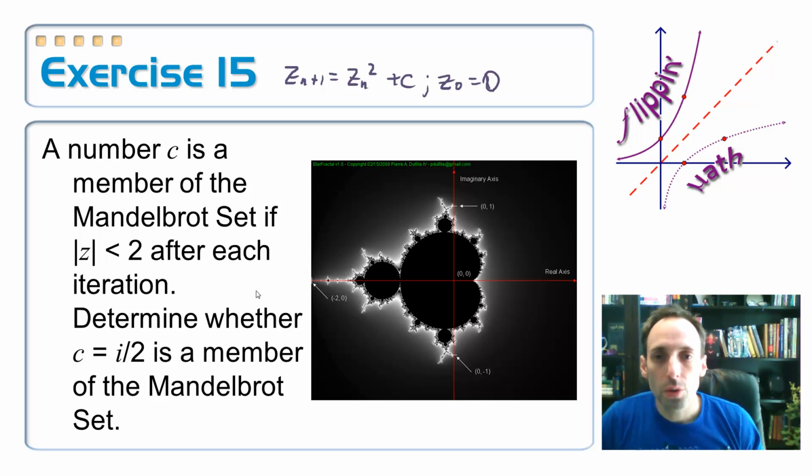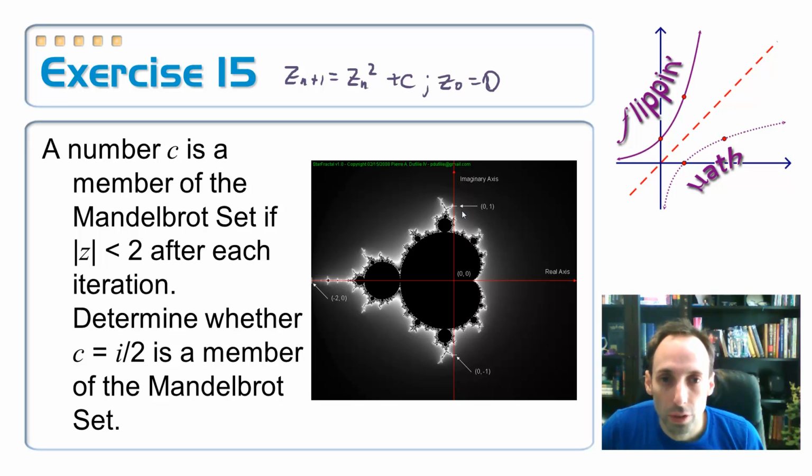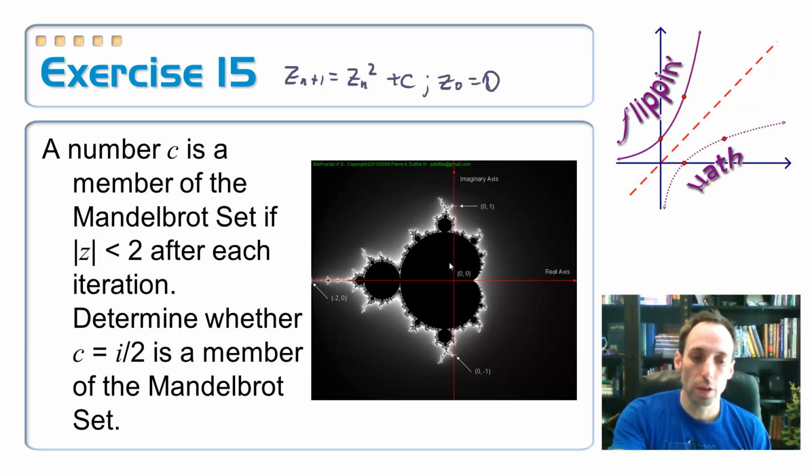set. So here, if you take a look at the picture, this guy put this picture together, it's pretty nice. You can actually see in the complex plane where these numbers are located. So what we looked at before was the positive number 1 was not, but negative 1 was, and that number is right about there. So we're going to try i over 2. If this is 1 right there, i over 2 should be like right here. It looks like it's part of the set. So let's see if we can confirm that.